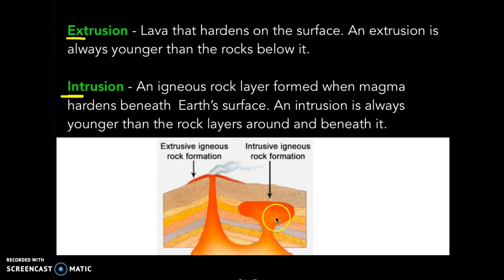One thing that you have to understand is whenever you have something like you see right here, this area is always younger than all of these layers behind it. So these layers had to have been there, and then all of a sudden this came up. So this would be the youngest layer. And that's something we'll get more practice with, but I think it's really important that you have in your notes, intrusion is always younger than the rock layers around and beneath it.